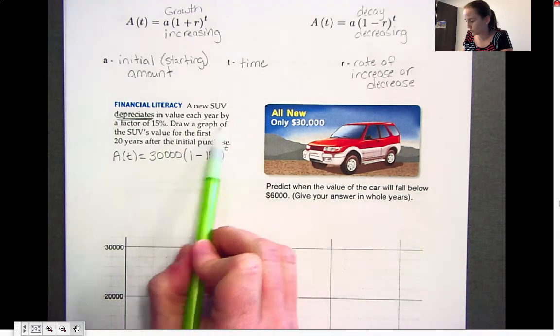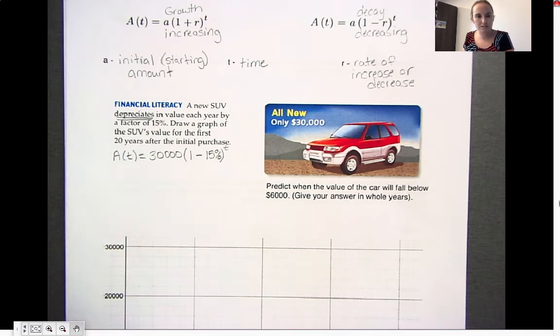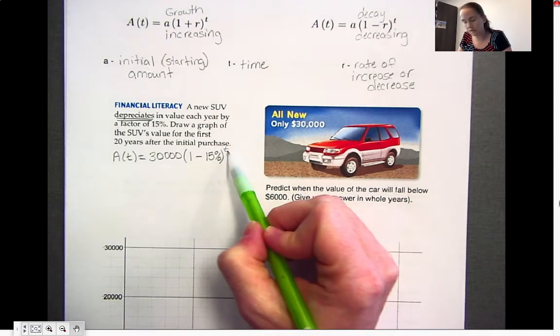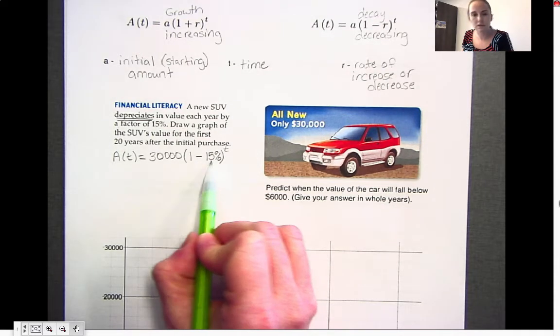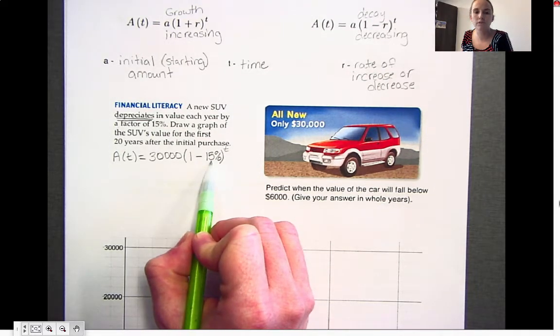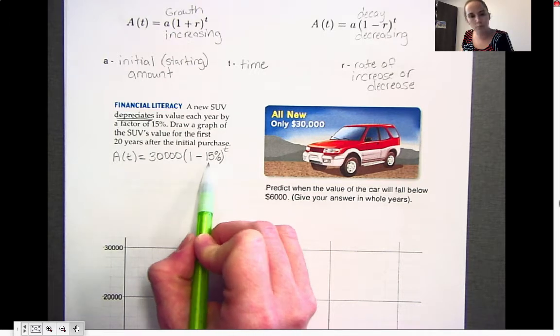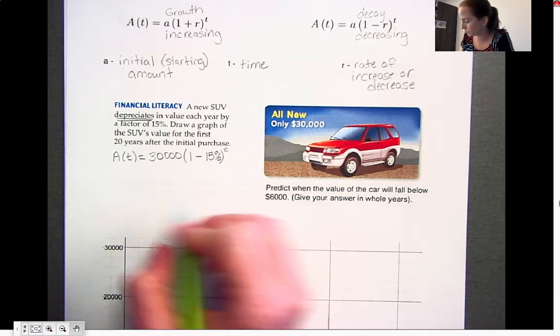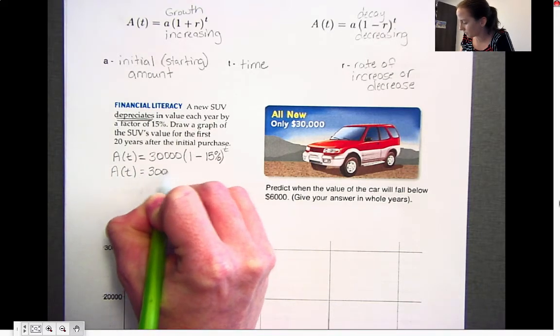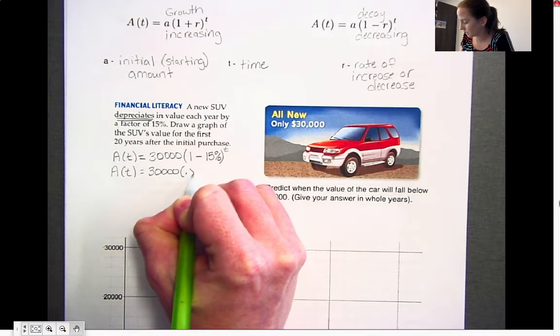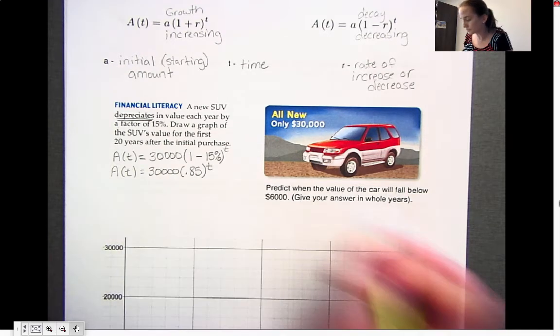Now, it says draw the graph for the first 20 years. It doesn't say tell me the value at 20 years. So I don't want to plug 20 in here because I want that to be able to change. I want 1 year, what happens 2 years later, 3 years later, and so on. Now let's simplify this. If we take 15% as a decimal, that would be 0.15, and 1 minus 0.15 is 0.85. So our A of t simplified formula is 30,000 times 0.85 to the t power.